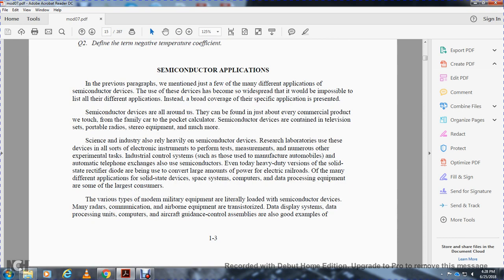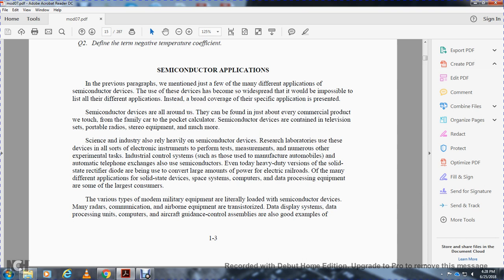Semiconductor applications. In previous paragraphs, we've mentioned just a few of the many different applications of semiconductor devices. The devices have become so widespread that it would be impossible to list all the different applications. Instead of broad coverage, specific applications are presented. Semiconductors are all around us. They can be found in just about every commercial product we touch, from the family car to the pocket calculator. Semiconductor devices are contained in the television set, portable radio, stereo equipment, and much more.